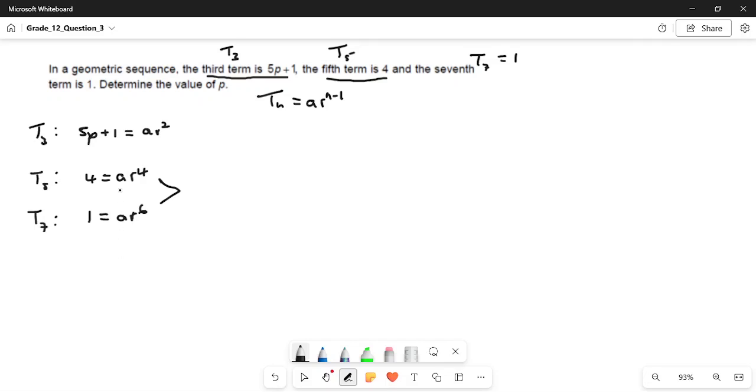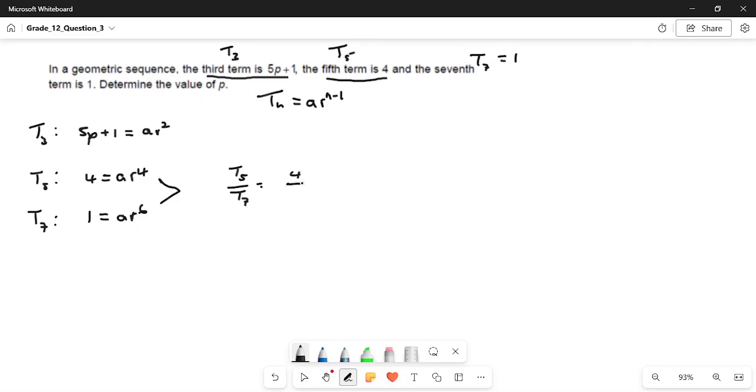We can easily cancel out our a's, and then we'll remain with only one unknown, which is our ratio, the first variable that we want to simplify for now. And once we have this variable r, we can use either this equation and this one, or this equation and this one to solve for p. So let us find the ratio. Let us say t sub 5 divided by t sub 7.